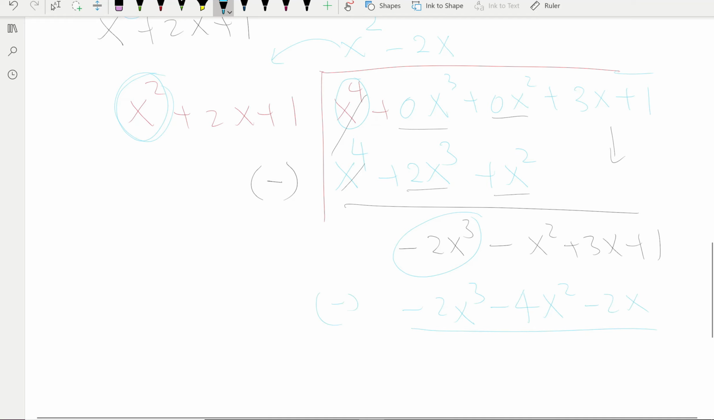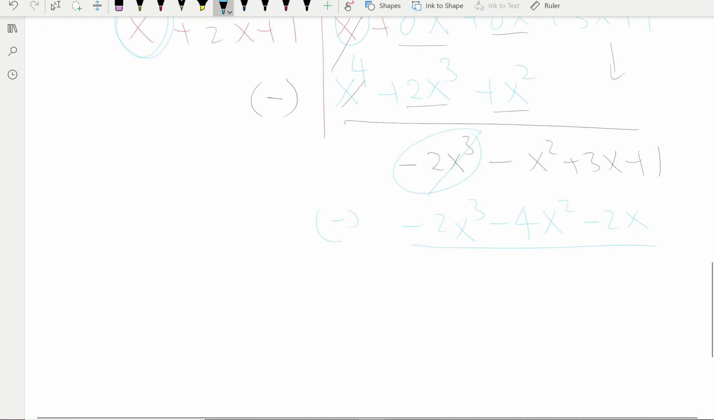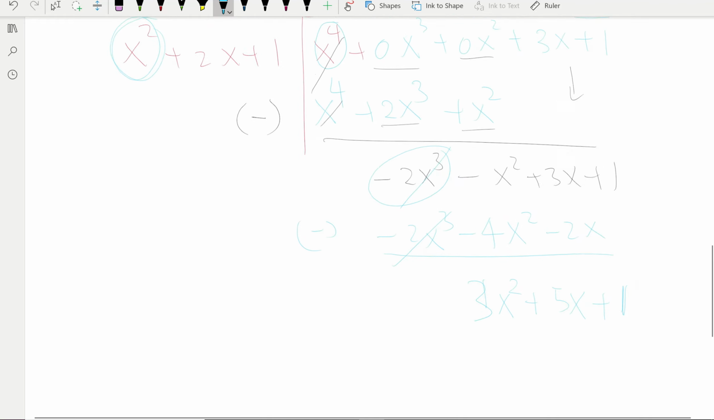Now use the subtraction. So if you use the subtraction, this will cancel out. -x square minus 4x square is 3x square. 3x minus -2x is 5x, okay? That becomes addition in the middle, and here 1 comes for free. Okay, so this is rather a long polynomial, long division.